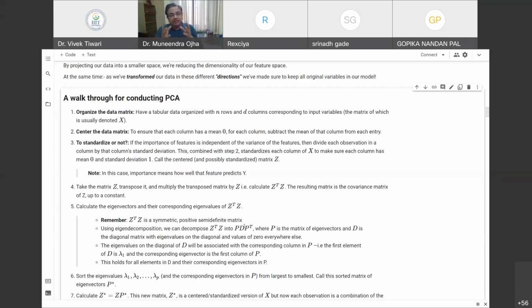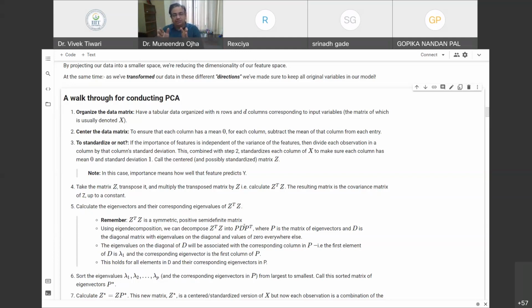Now how do you obtain this decomposition? It is a three-part decomposition. The first part is P, the second part is D, and the third part is the transpose of the first part, that is P transpose. To obtain P, we need to identify all the eigenvectors. Then D is the diagonal matrix of eigenvalues, where we have eigenvalue 1, eigenvalue 2, eigenvalue 3, all on the diagonal, and the rest of the elements are 0.